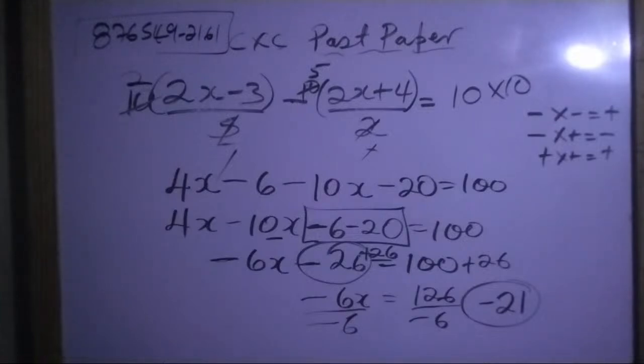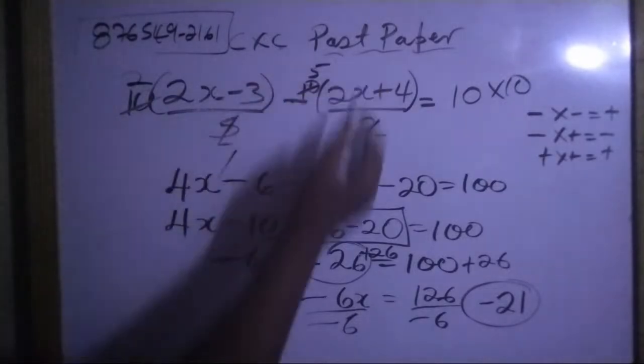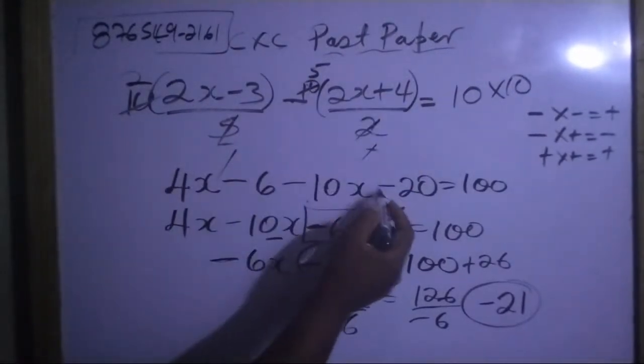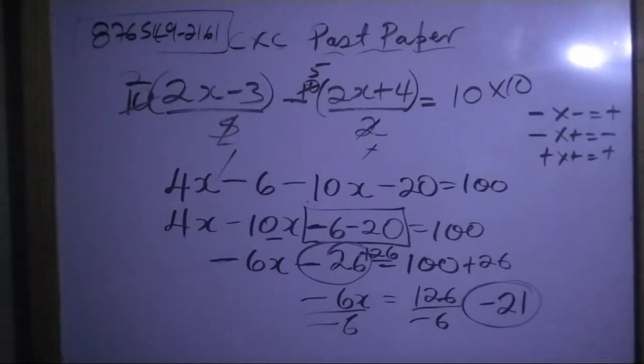Remember, it's negative 6. I seen a lot of negative 19, but I'm wondering what happened there. Did you guys multiply negative 5 times 2? That's negative 10. Negative 5 times 4, negative 20. Let's see if you guys did that.